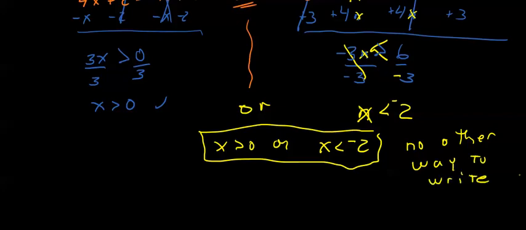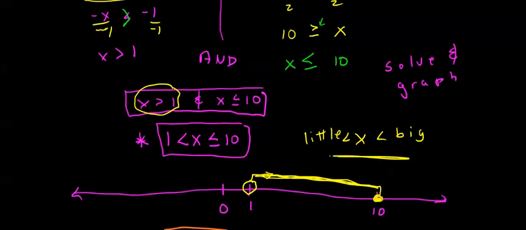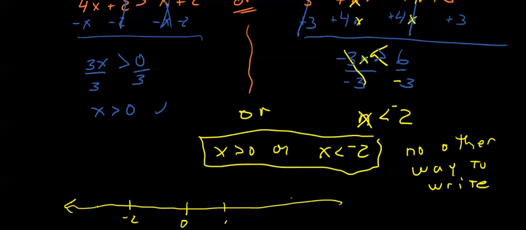Can't join it like we talked about here. Can't do that with or. All right, now let's graph. We have 0, and we have negative 2, positive 1. Let's kind of orient ourselves.